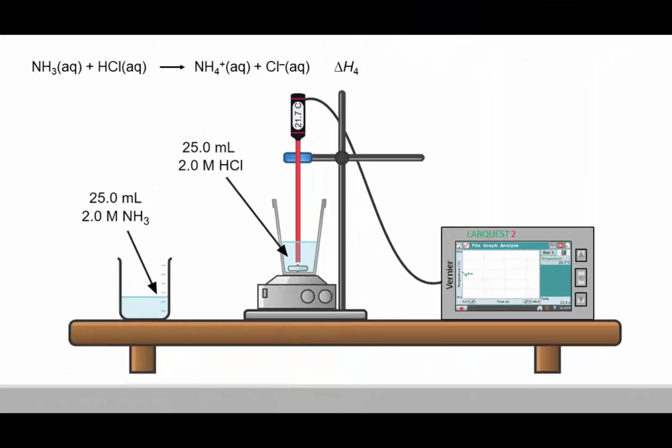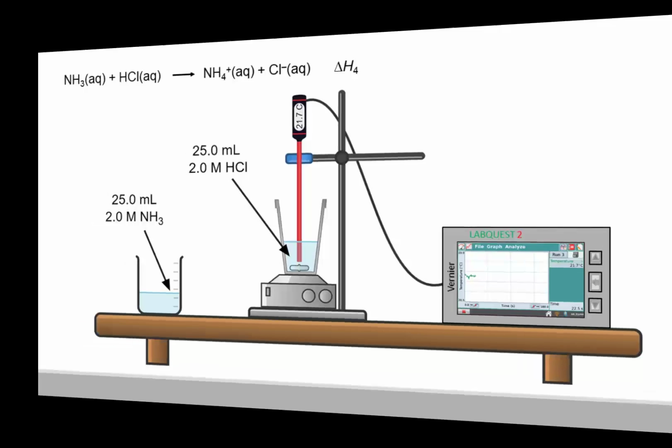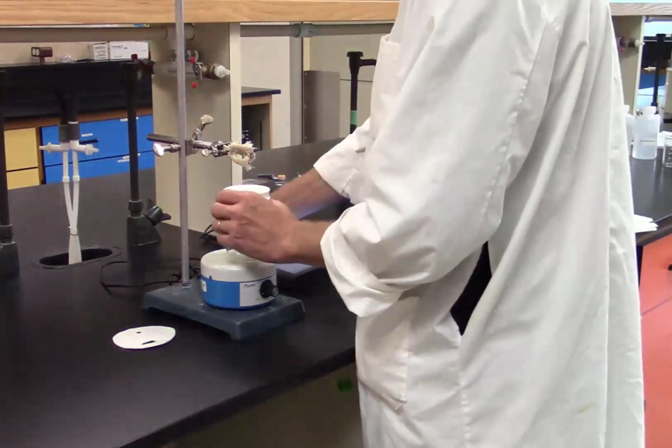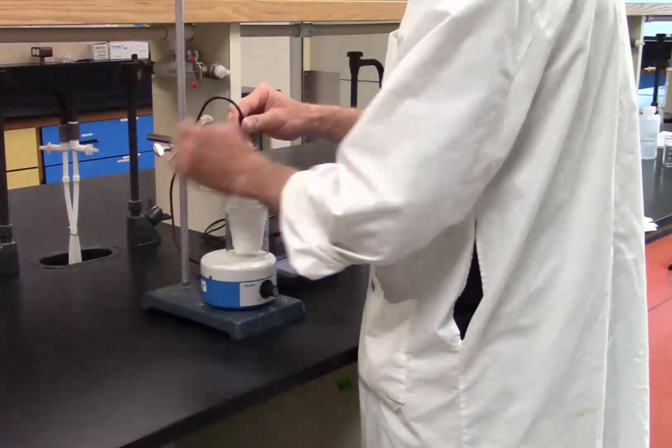Data is now collected to determine the change in enthalpy delta H4, which is for the reaction of aqueous ammonia and hydrochloric acid. A volume of 25 mL of 2 molar hydrochloric acid is pipetted into the calorimeter. The temperature versus time graph is started. After a stable initial temperature is obtained, the reaction is started by pouring 25 mL of aqueous ammonia into the hydrochloric acid solution. In the lab, we see Scott perform these steps.